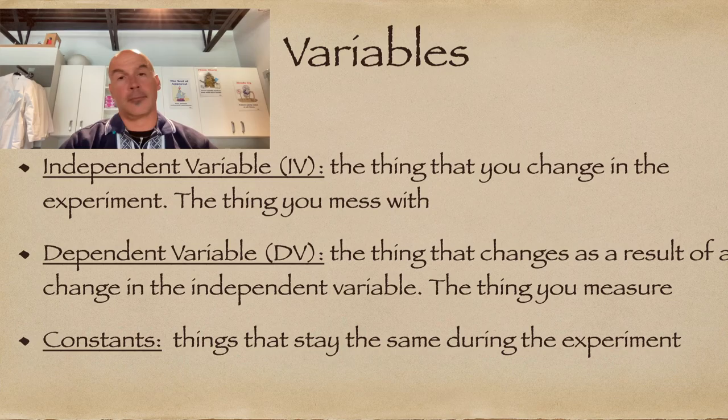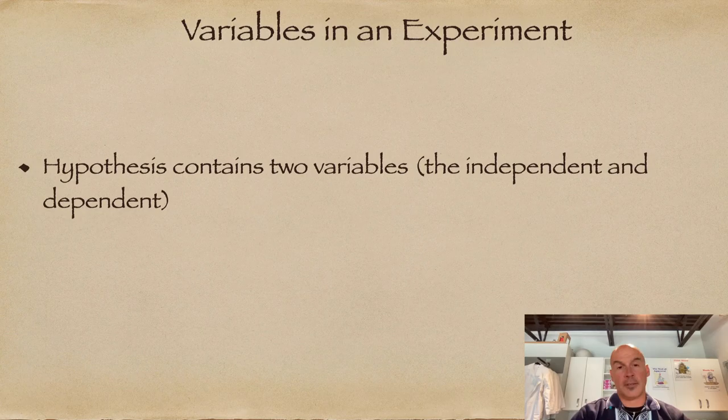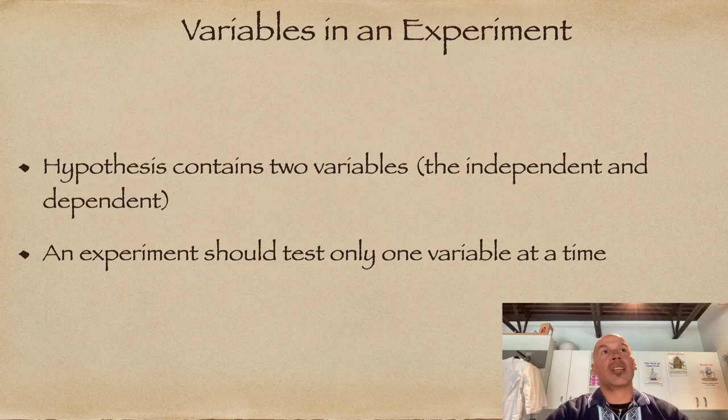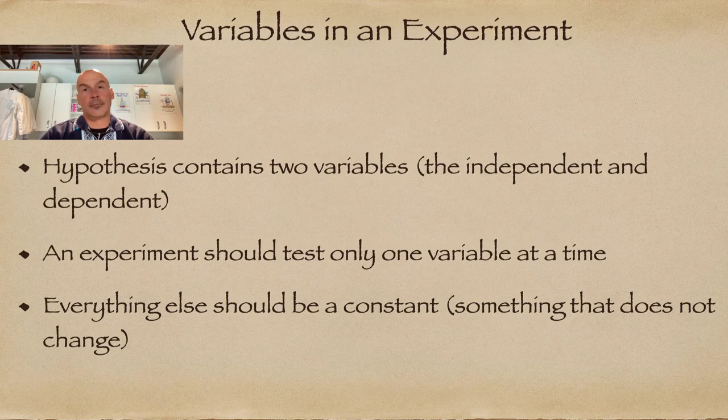So, variables in an experiment. Let's go ahead and check out these observations. A hypothesis contains two variables. It's the independent and the dependent. An experiment should only test one variable at a time. So if I'm having multiple IVs, how do I know which one actually had the effect? Everything else should be a constant, something that does not change. All right, so let's check out these observations. Let's identify the variables in here.